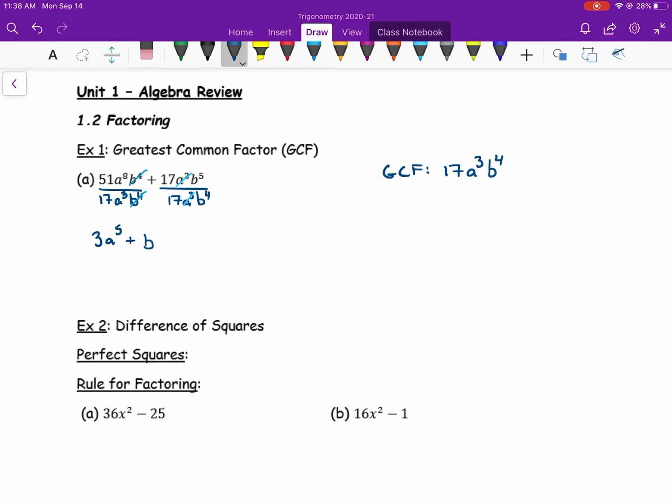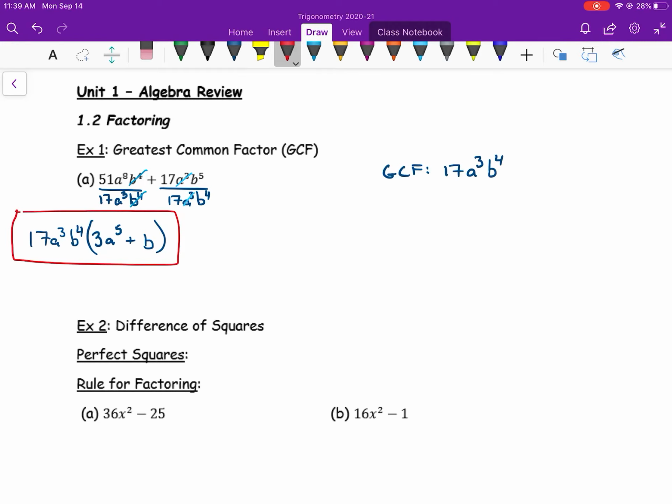So my final answer, when factored and simplified, I apologize, I have to put that on the outside. What I divide by has to go on the outside. So we got 17a cubed b to the 4th times 3a to the 5th plus b. That is our final answer. Those are nice easy ones.